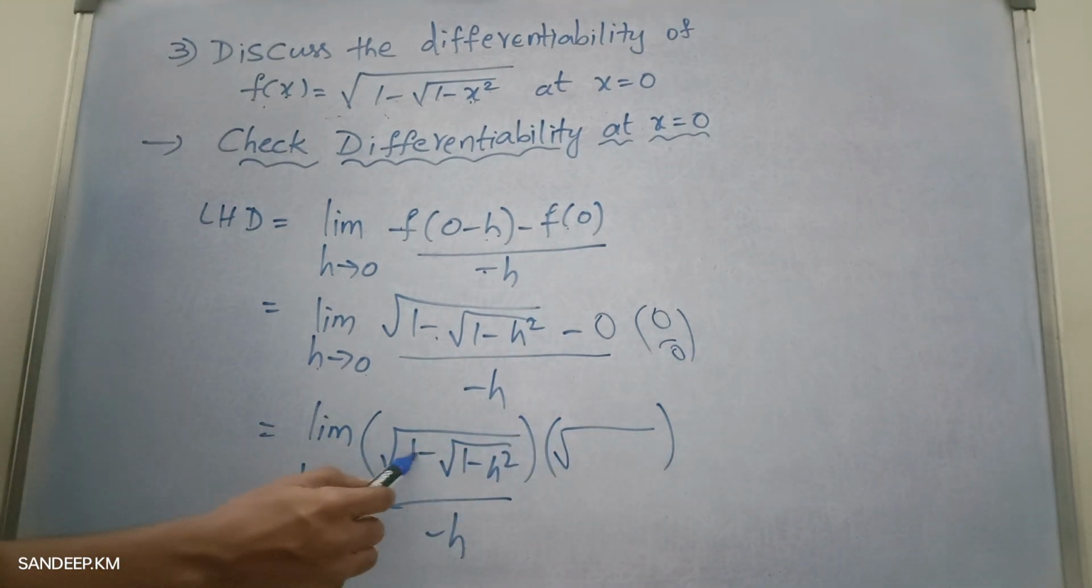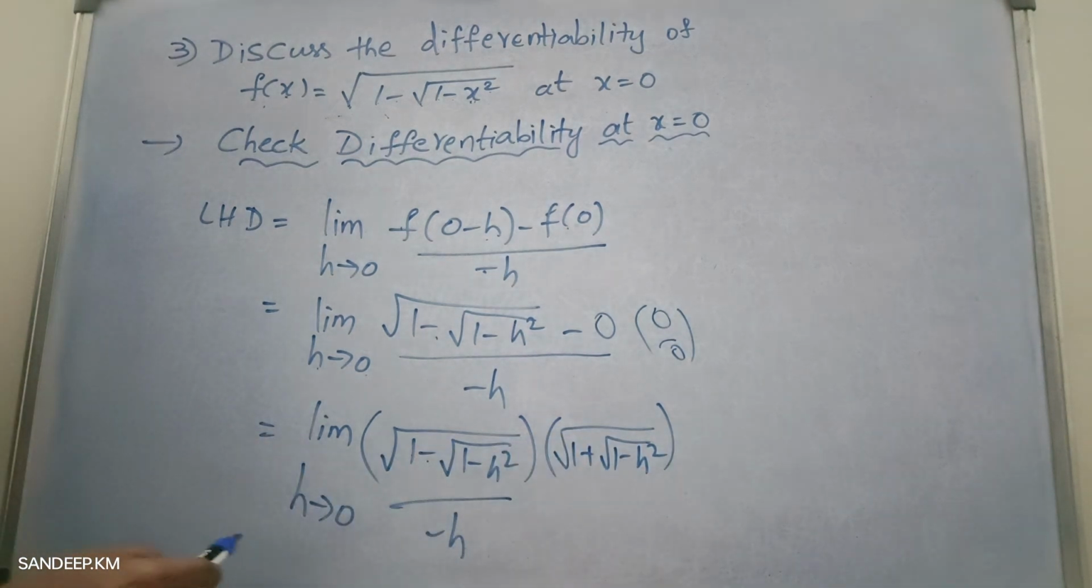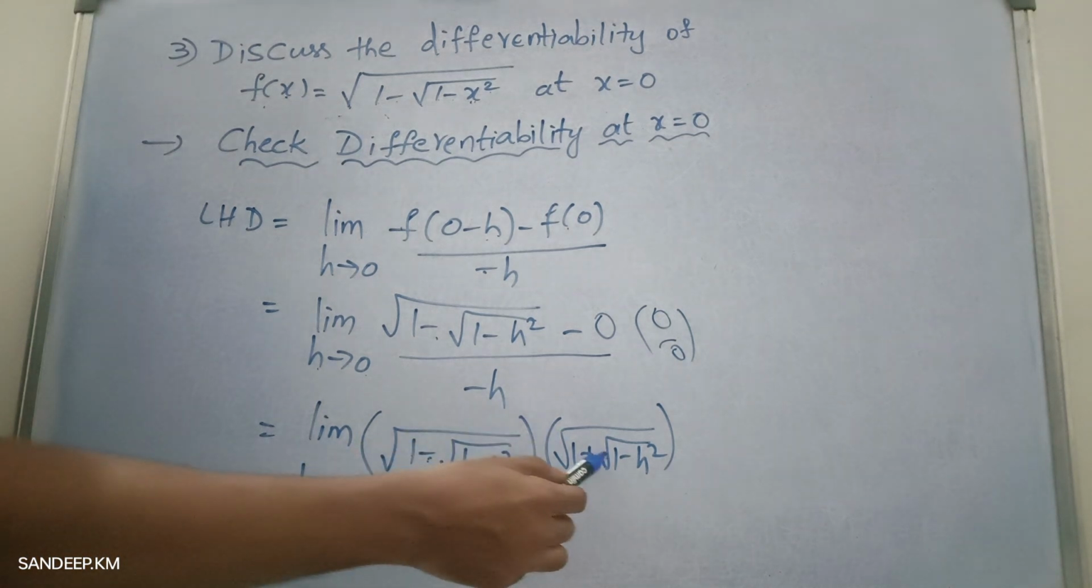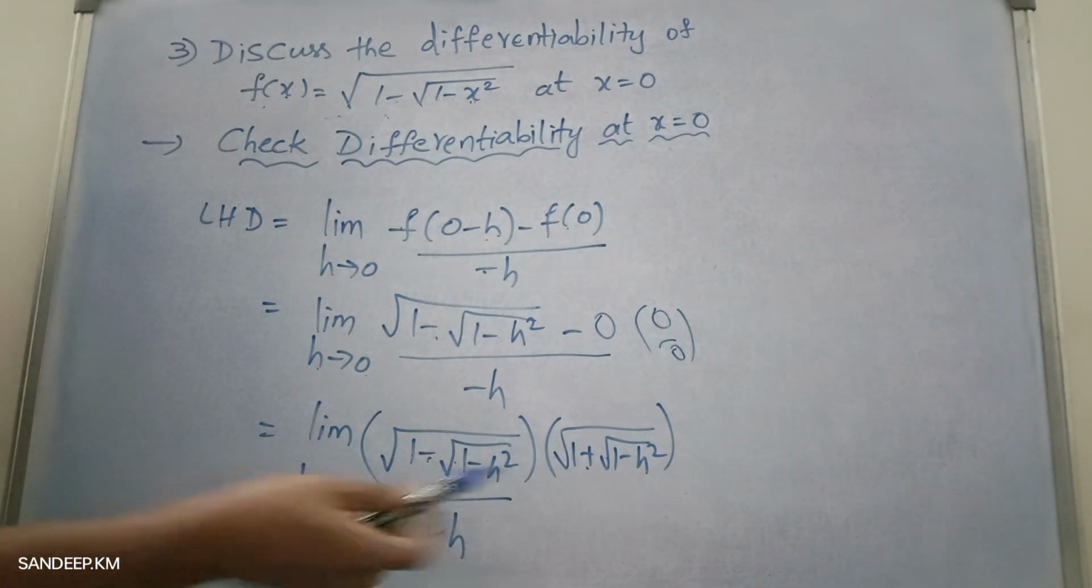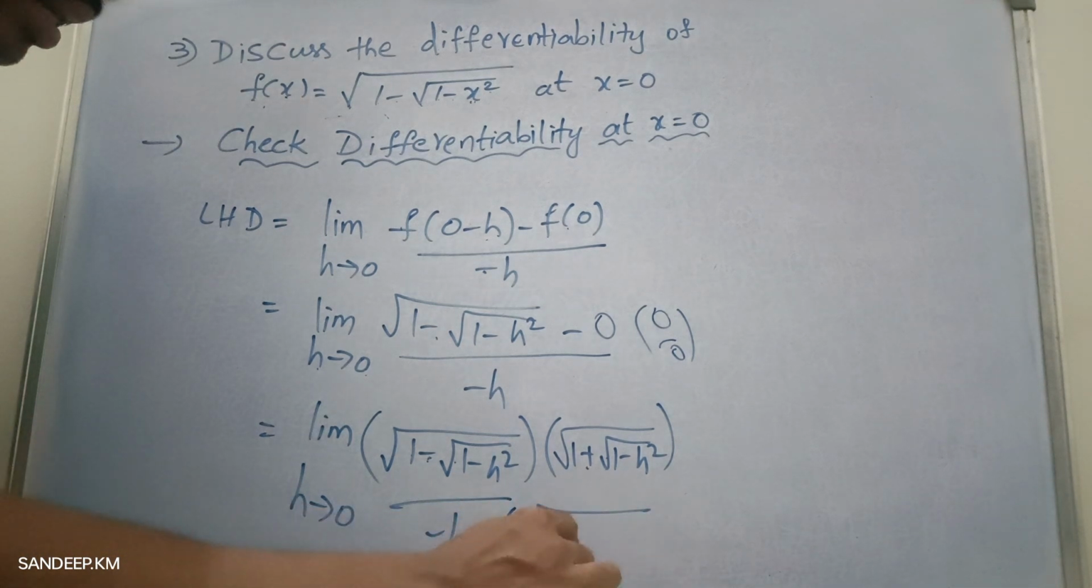Root over 1 plus root over 1 minus h square. Okay, now don't take plus here also. Just before the root, if it is minus, then before the root it will be plus. That's it. I multiplied it in the numerator, so I should also multiply in the denominator.